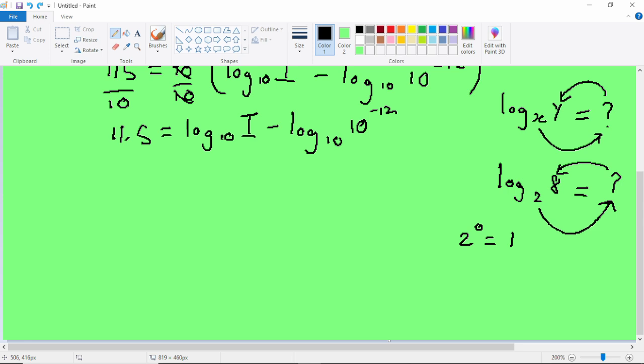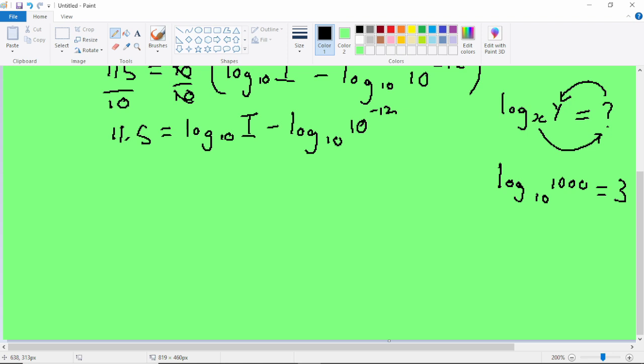You're just trying to find what number the base is raised to, to give me the number here. Another example, let's say we have log base 10, like what we have over here. Log base 10 of, let's say, 1,000 is equal to what? What number must 10 be raised to give me 1,000? The answer again is 3. 10 raised to 3 gives you 1,000. So that's basically what logarithms are in their simplest form.